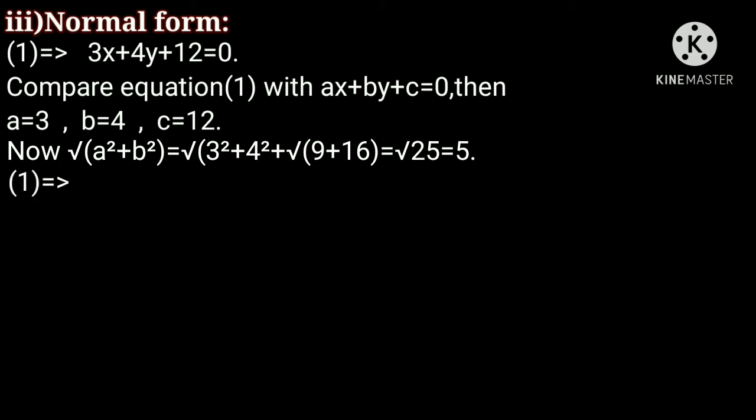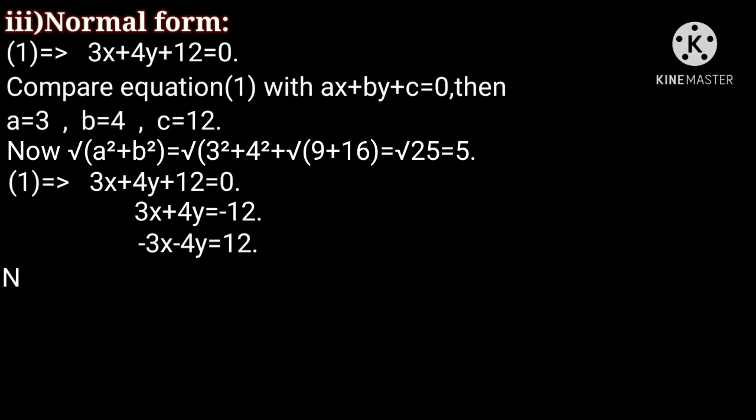Equation 1 implies 3x plus 4y plus 12 equal to 0. To transform the above equation into normal form, first we send the constant term into right hand side of the equation, that is 3x plus 4y equal to minus 12. Next, turn constant term into positive. Further, we will multiply above equation with minus 1, we have, that is minus 3x minus 4y equal to 12.